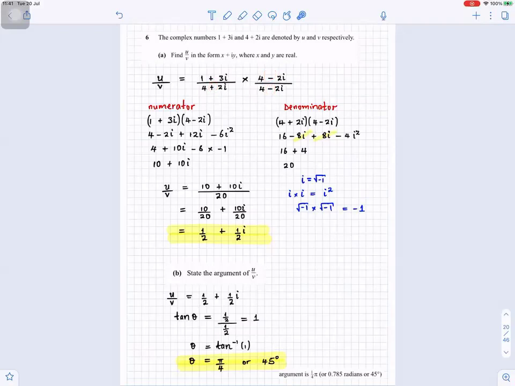So we can do the numerator separately. 1 plus 3i times 4 minus 2i. So you expand it and you will get 10 plus 10i. And you do the denominator, 4 plus 2i times 4 minus 2i. It turns out to be 4 squared plus 2 squared, which will give you 20. Remember, i is equal to square root of minus 1. So i times i is square root of minus 1 times square root of minus 1, which will give you minus 1. That's why we got minus 1 there.